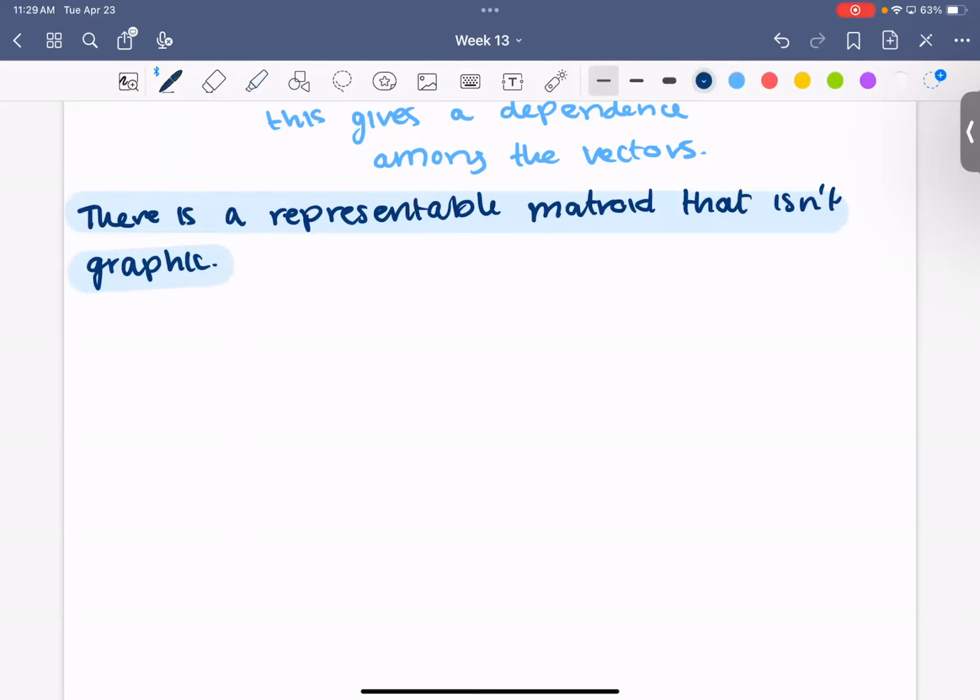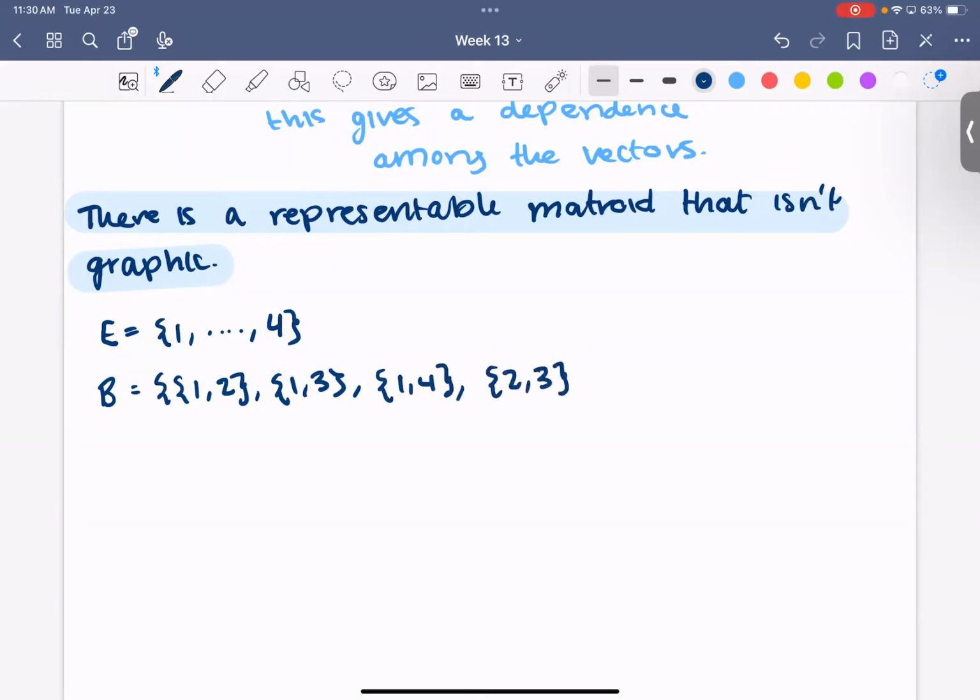So I'm going to let the ground set E be the numbers 1 up to 4. And then I'm going to let the bases be all subsets of size 2. So we have {1,2}, {1,3}, {1,4}, {2,3}, {2,4}, and {3,4}. First, why is this a matroid?